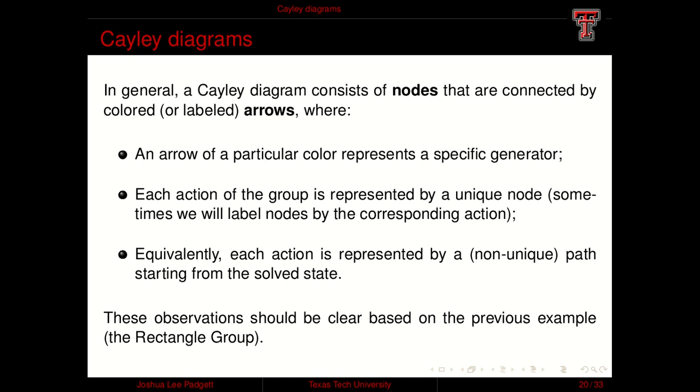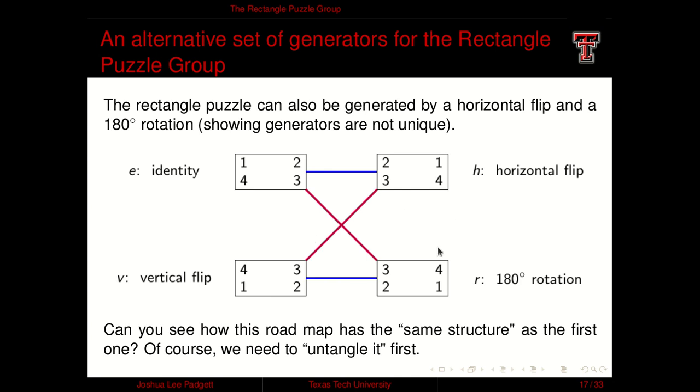And the idea is each action, or let's say total action, is represented by a non-unique path starting from the solved state. So if we go back here, the action of rotation is represented by, well, in this case, a direct path. But then the action of a vertical flip is represented by a horizontal flip composed with a 180-degree rotation. So we have a non-unique path. What do I mean? This and this versus this and then this.